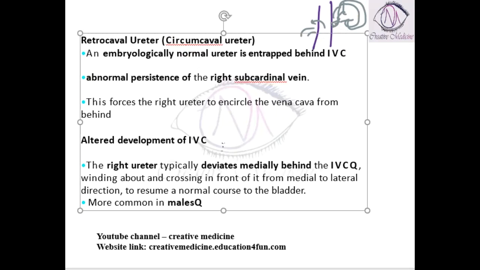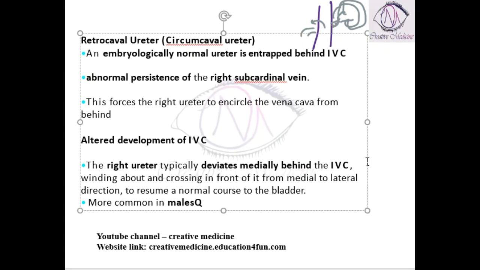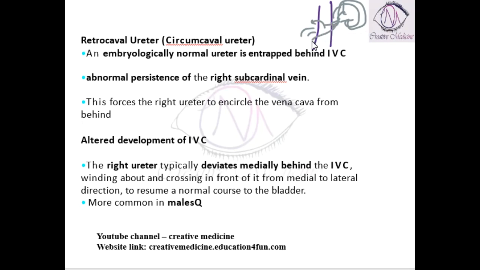Here in retrocaval ureter, the right ureter will be present behind the inferior vena cava. So it goes medially behind and it winds around and crosses it. So it is something like this. It crosses in front from the medial to the lateral side and resumes its normal course to the bladder. It's something like winding around the ureter. So it can also be called circumcaval ureter.